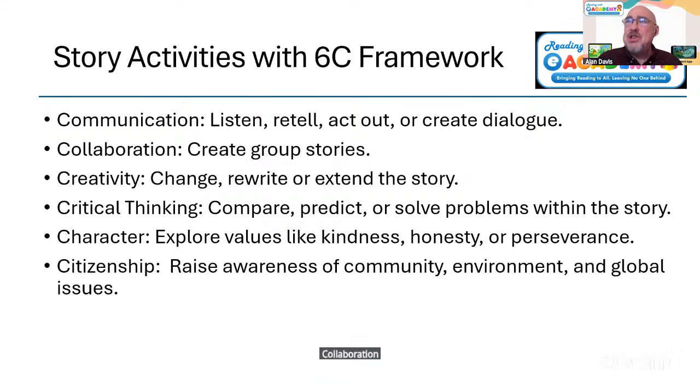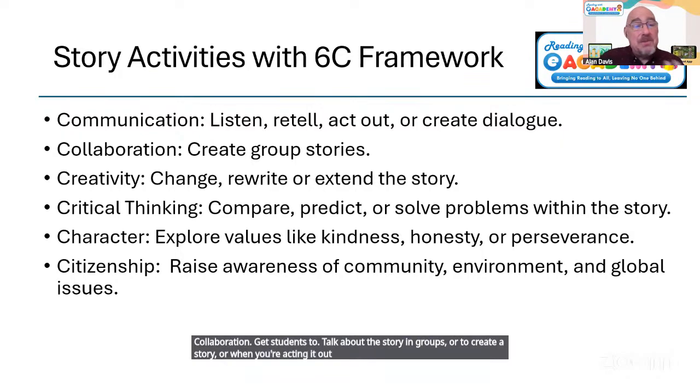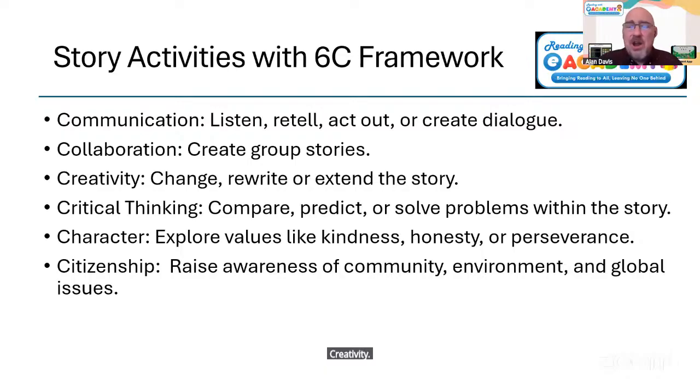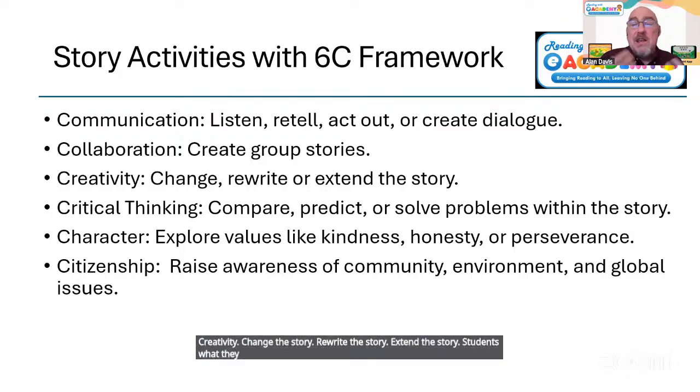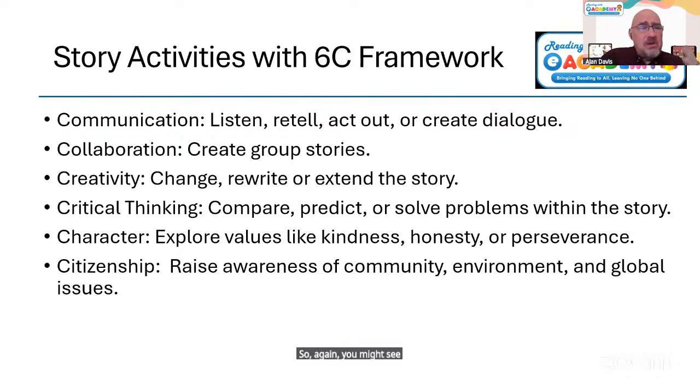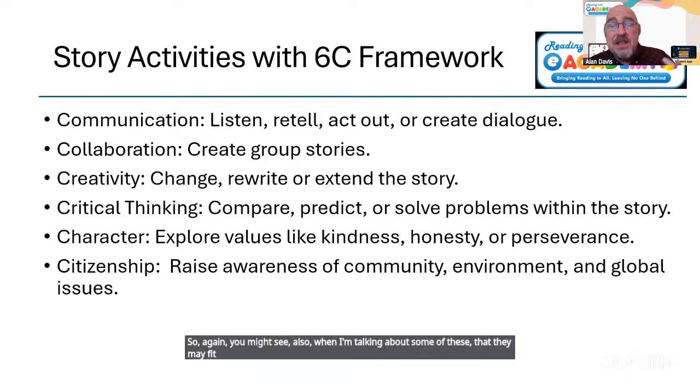Collaboration: get students to talk about the story in groups or to create a story, or when you're acting it out, they're going to be doing collaboration to do all of these things. Creativity: change the story, rewrite the story, extend the story, ask students what they would do in this situation. So again, you might see, when I'm talking about some of these, that they may fit in 2 or 3 of these areas, right?